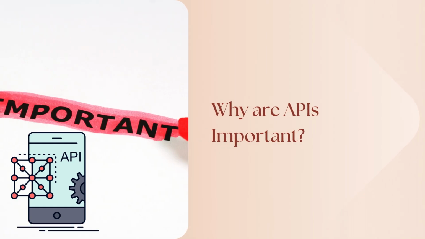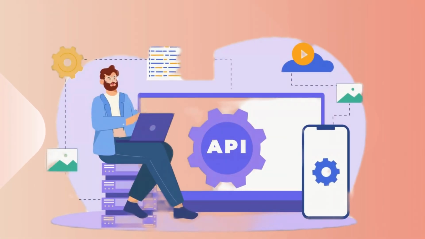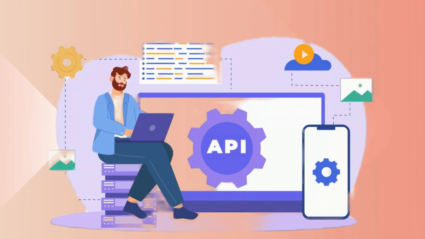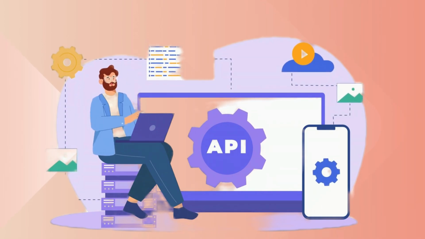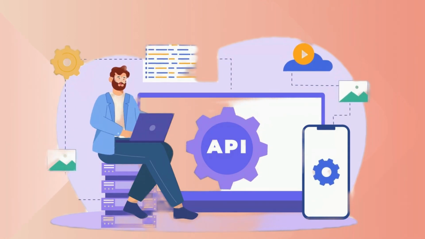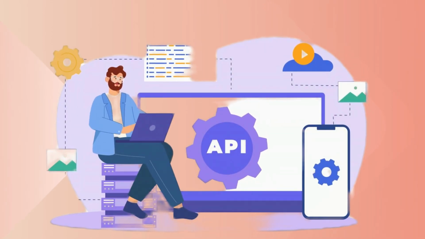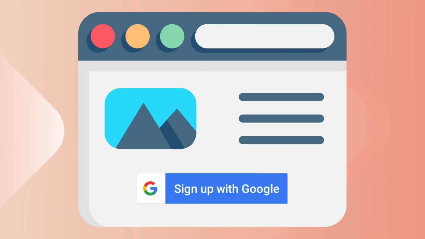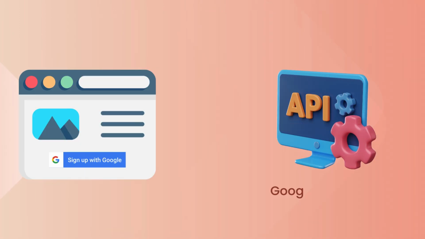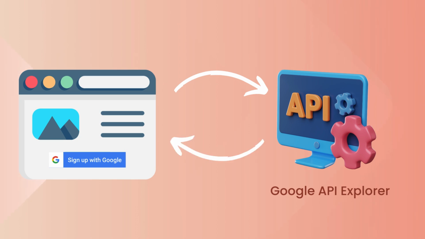Now, why are APIs important? Well, they allow different software systems to communicate with each other. This communication is crucial for the modern web and apps we use every day. For example, when you log into a website using your Google account, that website is using Google's API to authenticate you. So that website will receive a token that yes, this user exists and this is their email ID and these are the other credentials.